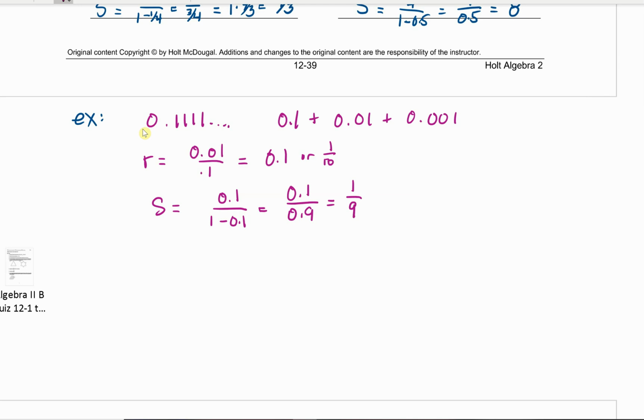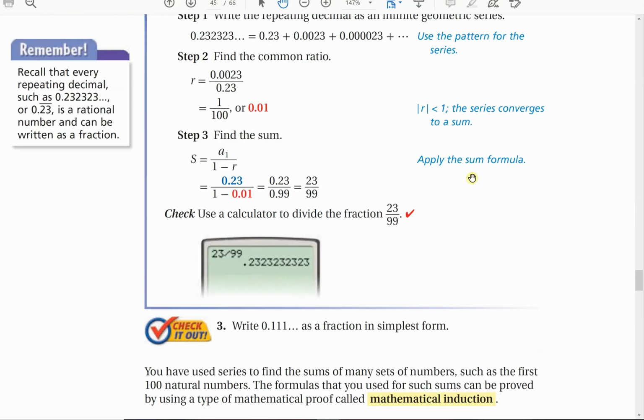So if one decimal is repeating like this, it's probably going to be dividing by 9. If two decimals are, it's probably dividing by 99. And if it's three decimals, it's probably 999. Who knows? But some of your homework is going to be to work that out.